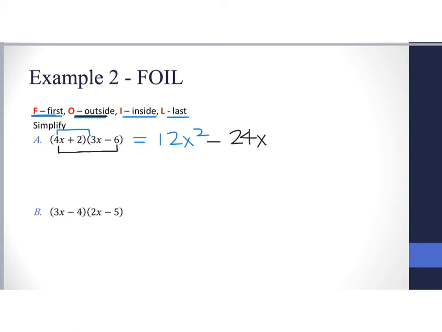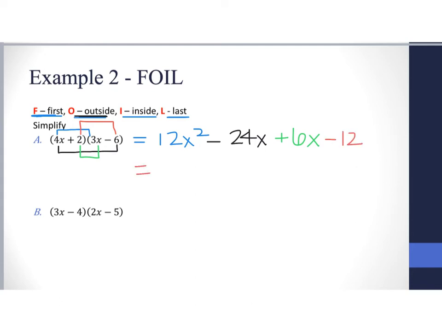Then I have the I in FOIL, which stands for inside, so my two insides are going to be the 2 and the 3x. So here I have a positive 6x. And then for the last part, which is what the L represents, I'm going to take the two last terms from each binomial and multiply those together. So that's going to give me a negative 12.